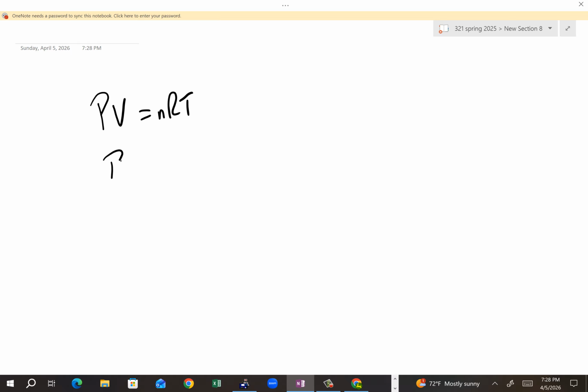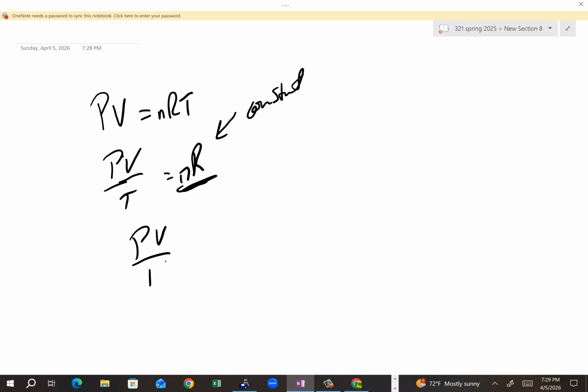We just go, hey, PV over T is equal to nR, but those are constants. And so we don't really care what that constant is. We just say, hey, it won't change. So P1V1 over T1 is equal to P2V2 over T2. It's just a constant. Okay? And that's the way that we're going to handle it in our class.